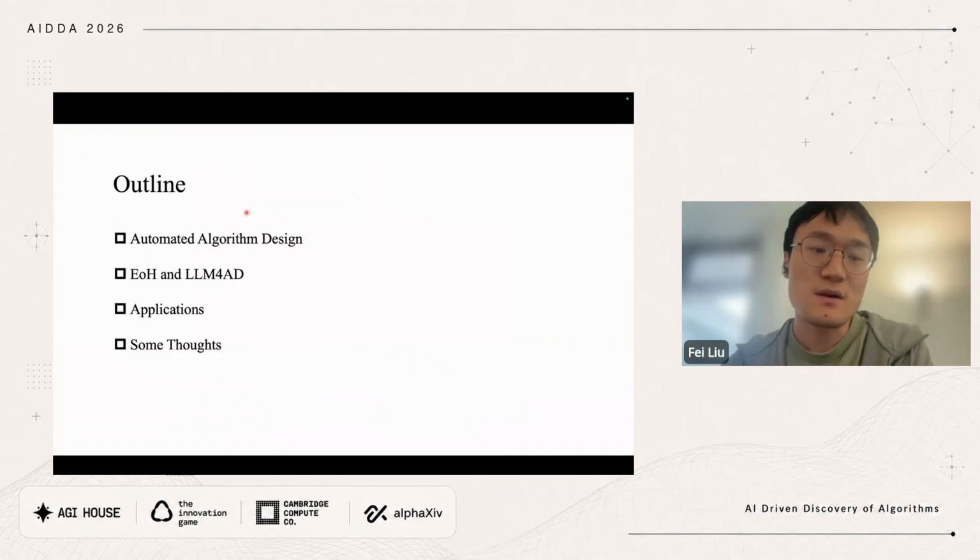Okay, so this is the outline of my talk today. I will have a brief mention of automated algorithm design, then introduce our work named EoH and the LLM4AD platform, which is an open source platform for algorithm design, and mention some applications.